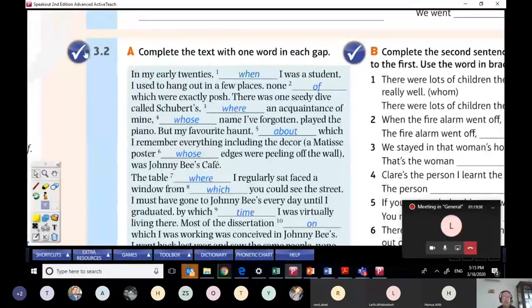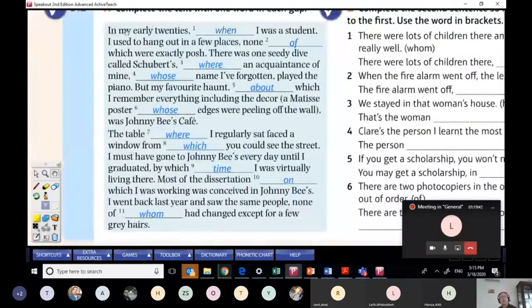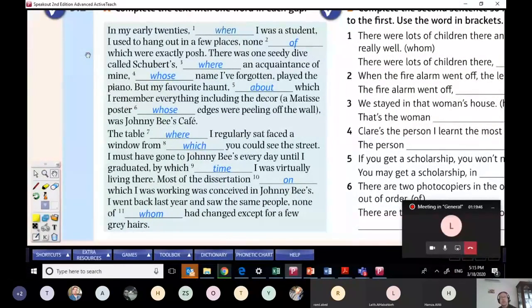All right, I'm going to read this to you again, and you can put the answers into your book to study later. In my early 20s, when I was a student, I used to hang out in a few places, none of which were exactly posh. Posh means very English, London. Yeah, elite. Very elite. Good, I like that. Elite. There was one seedy dive called Schubert's, where an acquaintance of mine, whose name I've forgotten, played the piano. But my favorite haunt, and a haunt is a place that you go to a lot, sort of like a ghost haunts a house, because the ghost is there a lot.